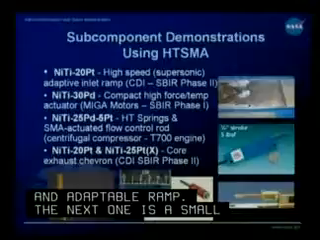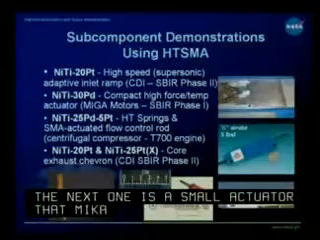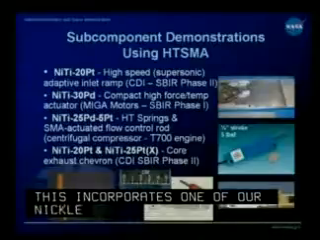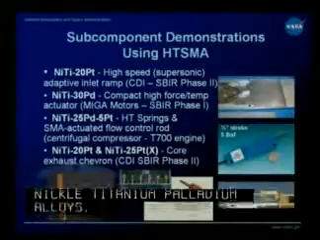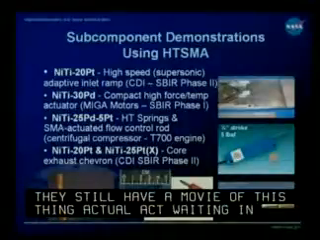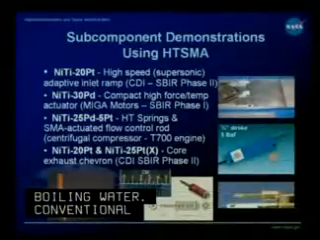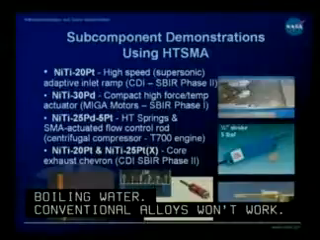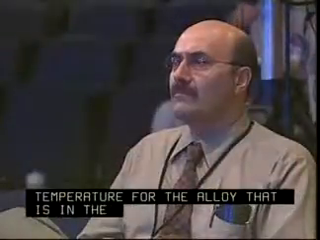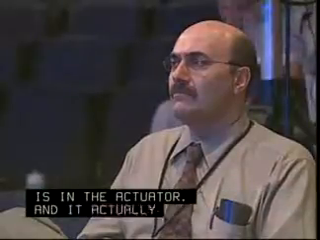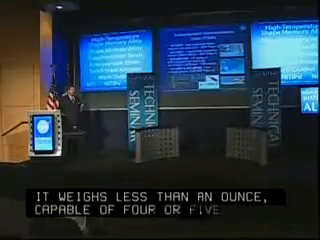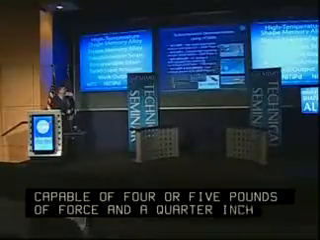In fact, this incorporates one of our nickel-titanium-palladium alloys, and I think they still have a movie of this thing actuating in boiling water. Again, conventional alloys won't work under those types of temperatures, but this is actually a very low temperature for the alloy that's in the actuator, and it actually cycles quite quickly. The actuator itself weighs less than an ounce. It's capable of 4 or 5 pounds of force and a 1/4 inch of stroke. So that's a type of a commercial motor or actuator.